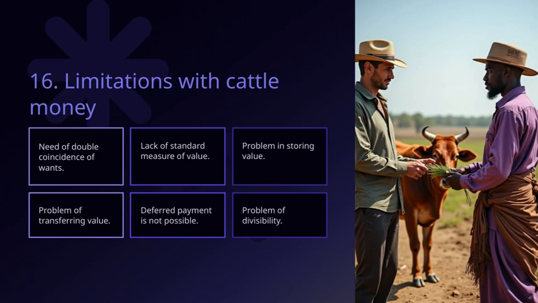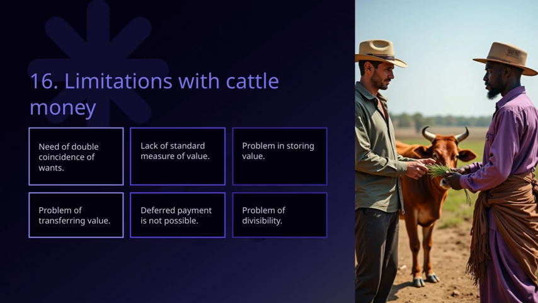Transferring cattle from one person to another poses its own difficulties. It's not as simple as handing over some coins. There's also no standard measure of value with cattle. What one person considers valuable might differ from another, leading to inconsistencies. Plus, for a transaction to happen, both parties need to want what the other has, what we call the double coincidence of wants, which isn't always easy to find.